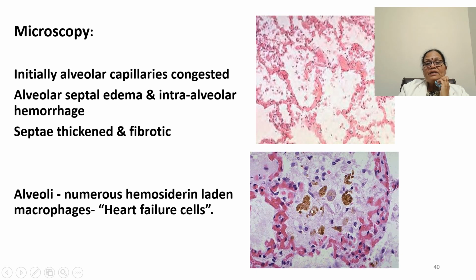You can sometimes get a very short question on heart failure cells. So if you get it, you have to remember that these are found in the lung, and these are because of the chronic passive congestion of the lung. Okay.